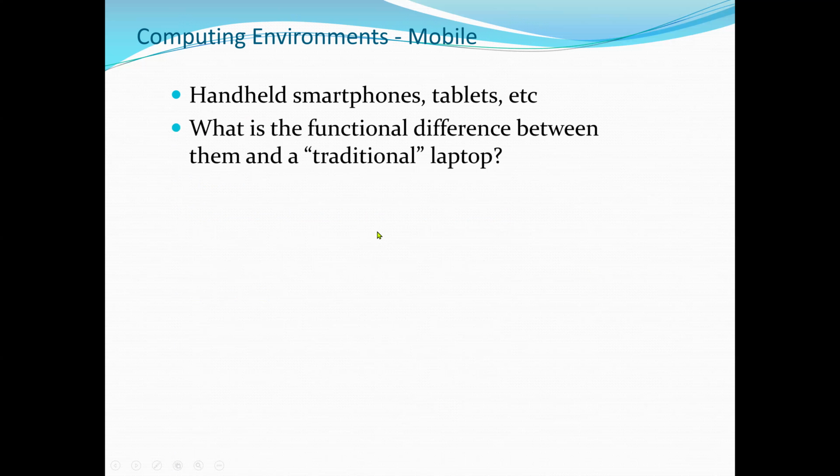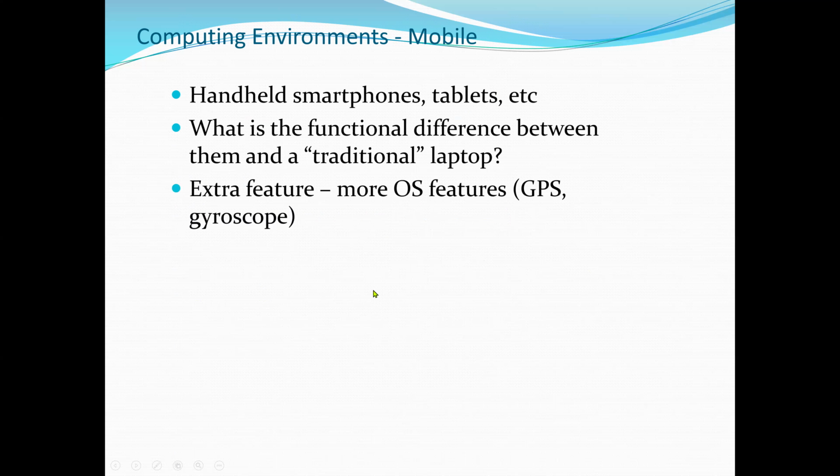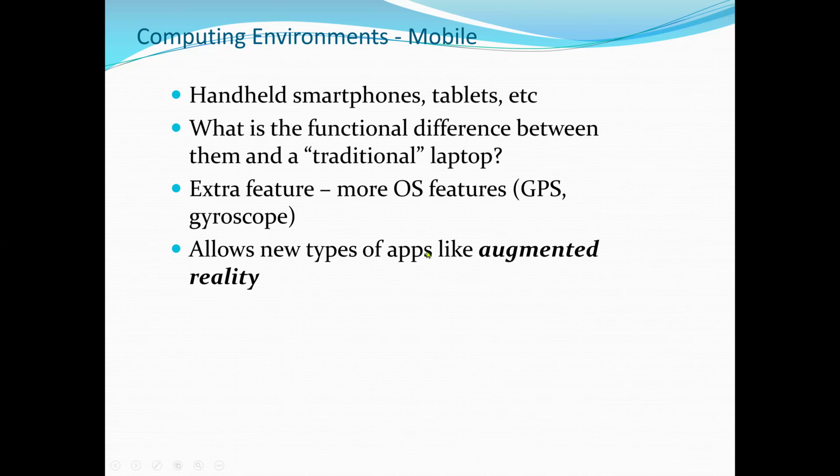All these devices also have operating systems with different features. Examples would be Android or iOS. iOS is for the smartphone from Apple. Android can be a smartphone for Samsung and other companies. They have extra OS features such as GPS and gyroscope. These also allow new types of apps like augmented reality.